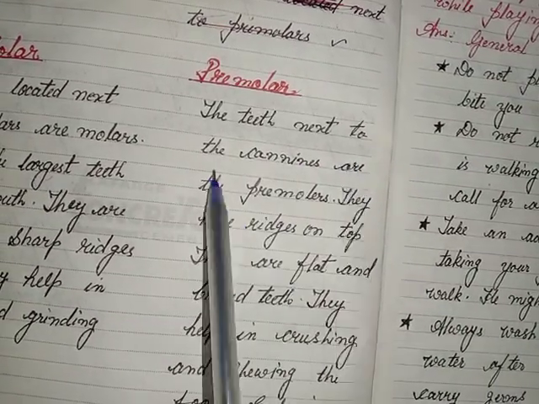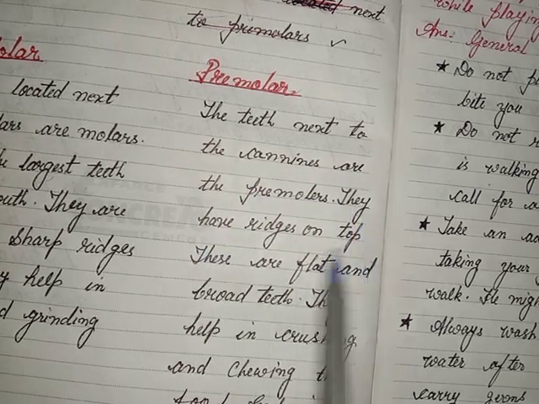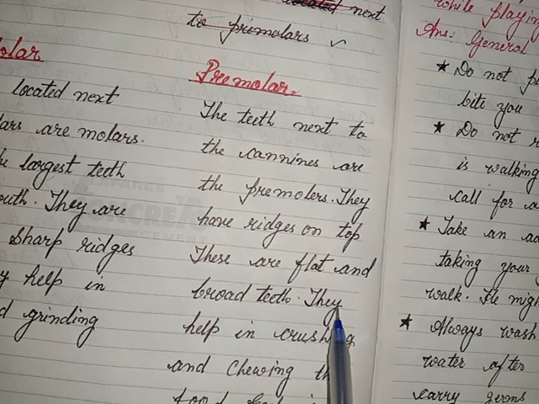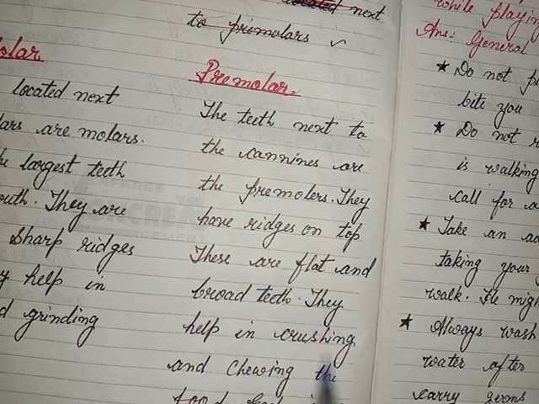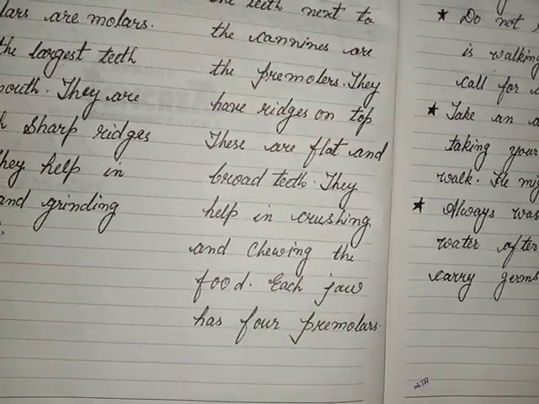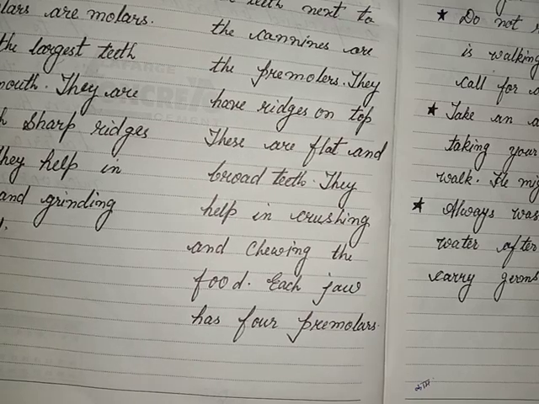Premolars. The teeth next to the canines are the premolars. They have ridges on top. These are flat and broad teeth. They help in crushing and chewing the food. Each jaw has 4 premolars.